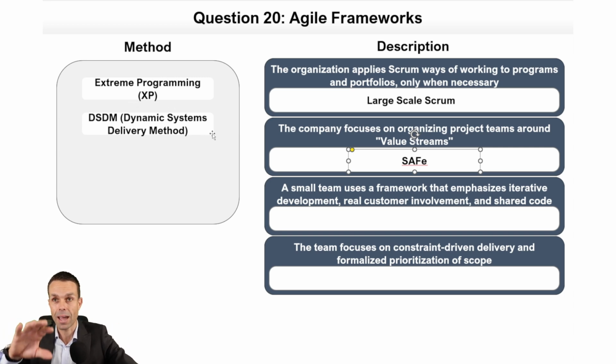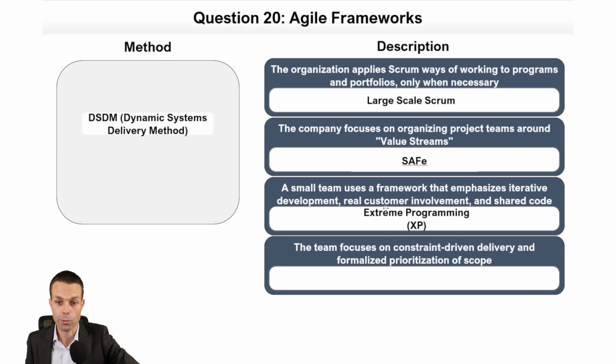It's how an item is delivered from customer order to customer delivery, and then all of the work that happens in between. A small team uses a framework that emphasizes iterative development, real customer involvement, and shared code. That's our extreme programming. We always share the code in extreme programming. Anyone can touch any part of the code at any time so that everyone learns, and that's a nice way to do it.